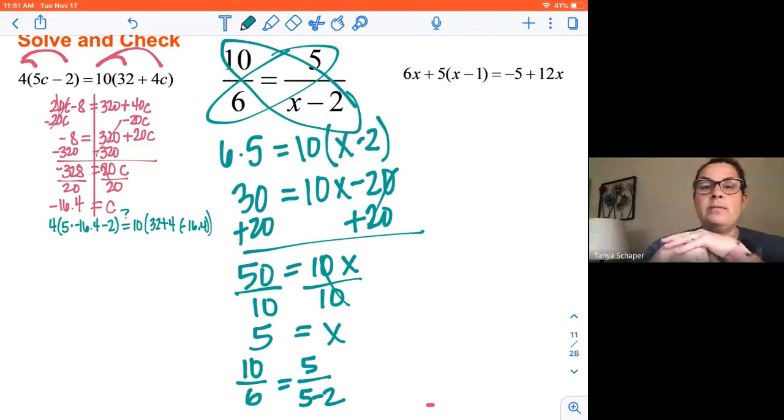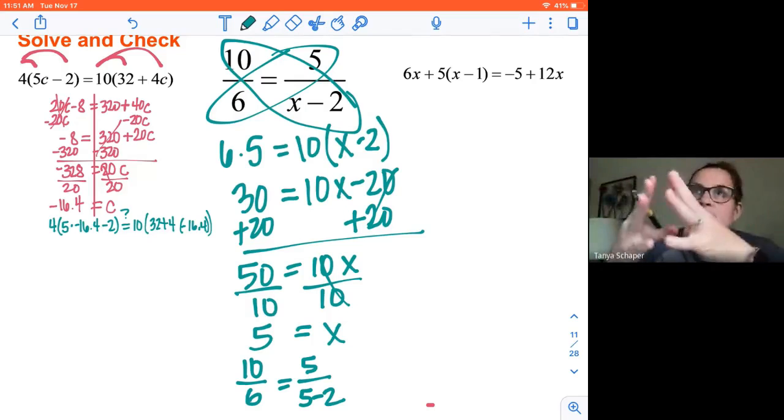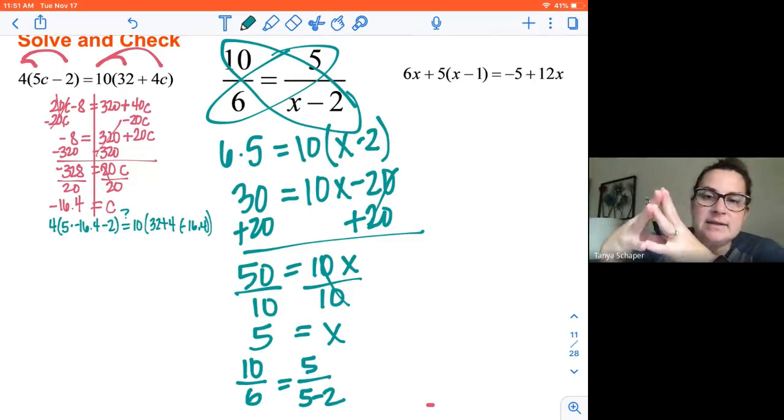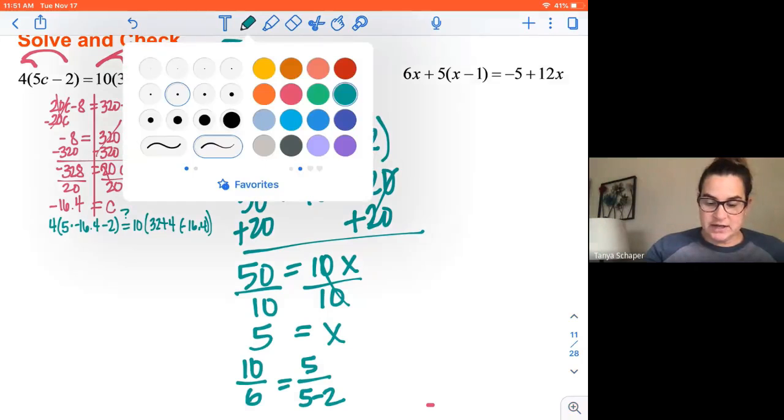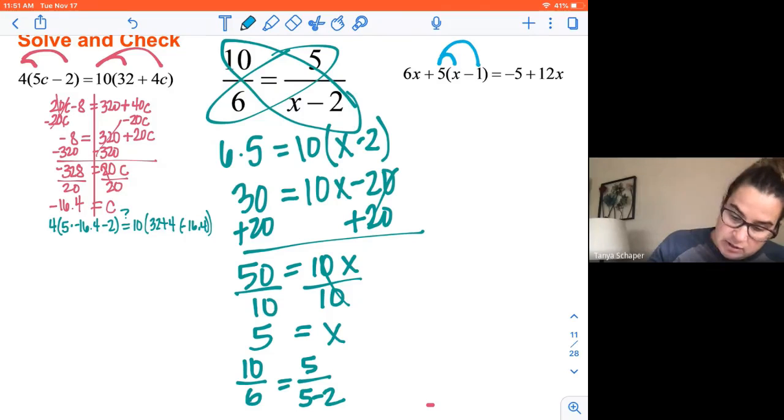All right, one more, and then we're going to give you time to work, making sure that you're asking questions as you need to. When we look at this 3rd question, we need to simplify first. I keep saying that solving equations is SIC. We simplify, we isolate, and we check. So the first thing I'm going to do here is distribute that 5. If you see parentheses, we need to distribute. So 6x plus 5x minus 5 is equal to negative 5 plus 12x.